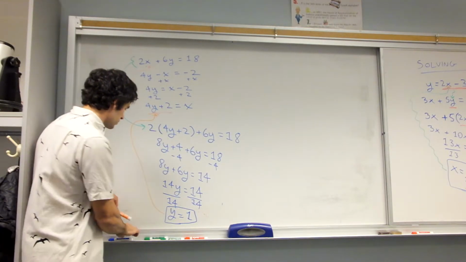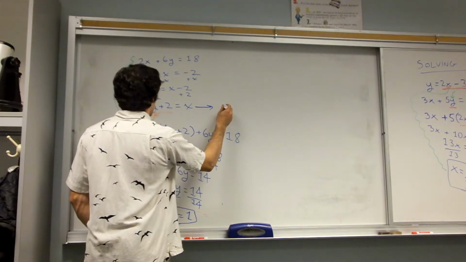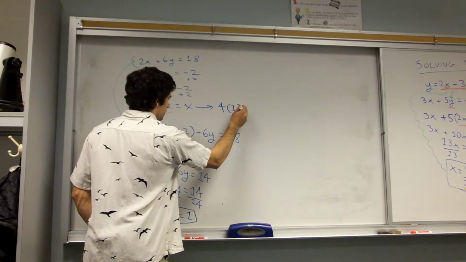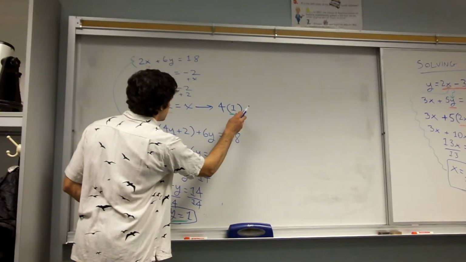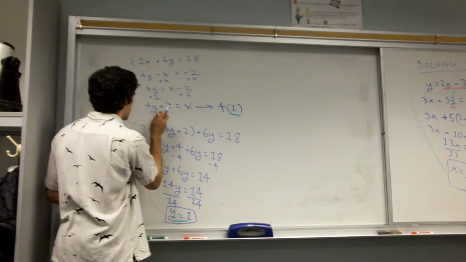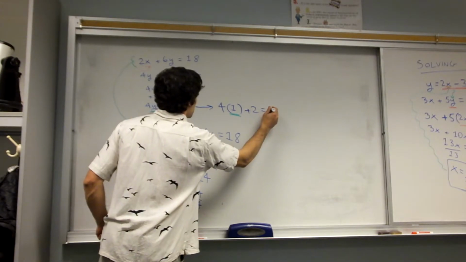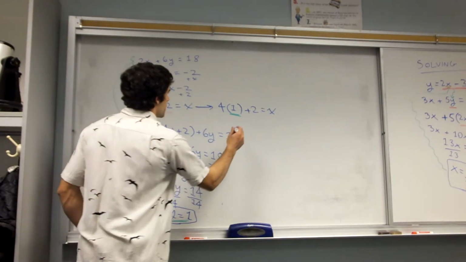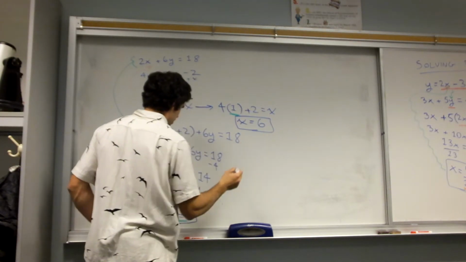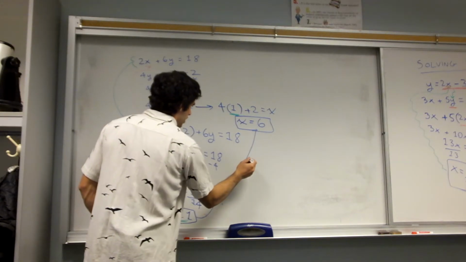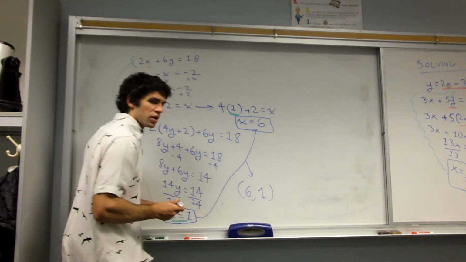So if we do that, we would get 4 times 1, since y is equal to 1, and we have that y right over there, plus 2 is equal to x. And we just get x is equal to 6. So I can put a box around our answer to celebrate it. And once again, we can write our answer as a coordinate point if we want, 6, 1.